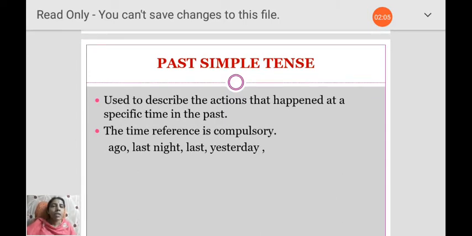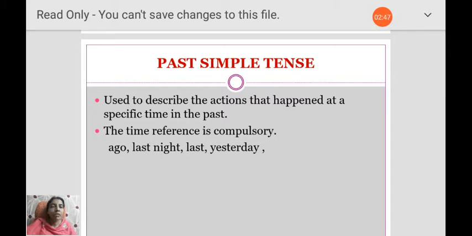This past simple tense is used to describe actions that happened at a specific time in the past. Look at the words: specific time in the past. It means that it is compulsory that we give some time frame or time reference. So, the second point I told is that the time reference is compulsory, especially the past time reference.